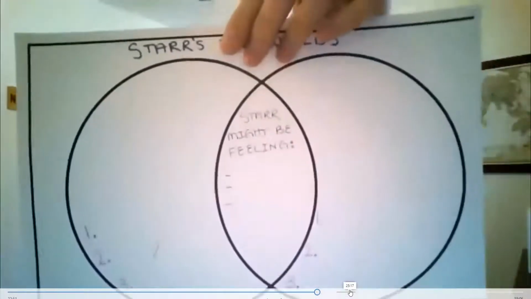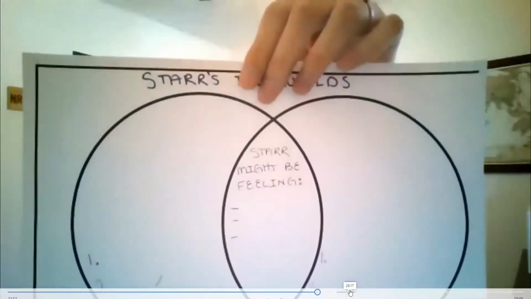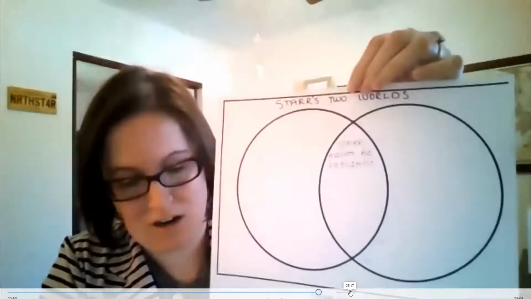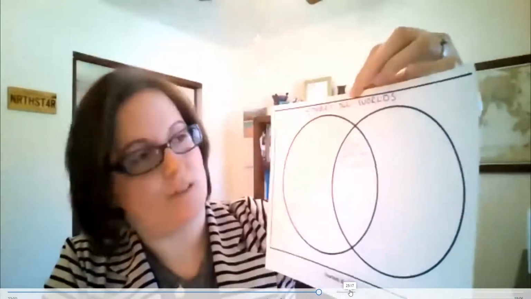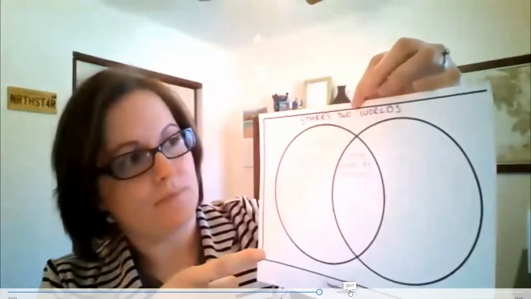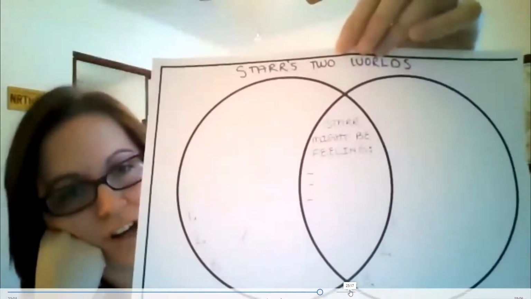So now what we're going to do is get out a piece of paper or have a Word doc open. I'll share a Google Doc maybe later, and you guys can have this diagram up. It looks like this. What we're going to be doing is capturing our thinking about STAR's two worlds. So if you could just draw this.